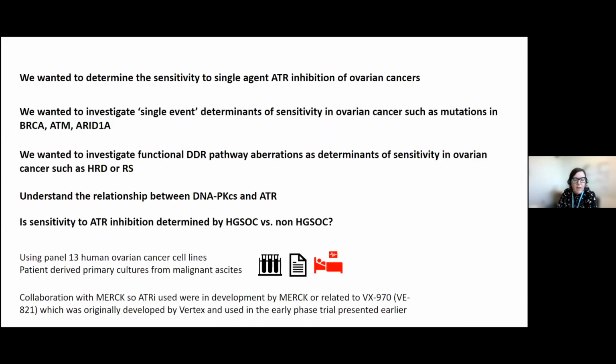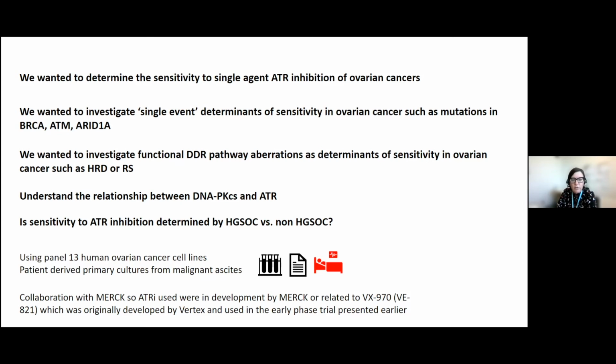So in Alice's PhD, we wanted to determine single agent sensitivity across ovarian cancers, and we wanted to look at single event determinants of sensitivity, such as mutations in BRCA genes or ATM or ARID1A. And we also wanted to look, a little bit like we did with ovarian cancer with PARP inhibitors, at whether functional pathway assessment aberrations could be used as determinants of sensitivity, such as HRD or a functional replicative stress biomarker.